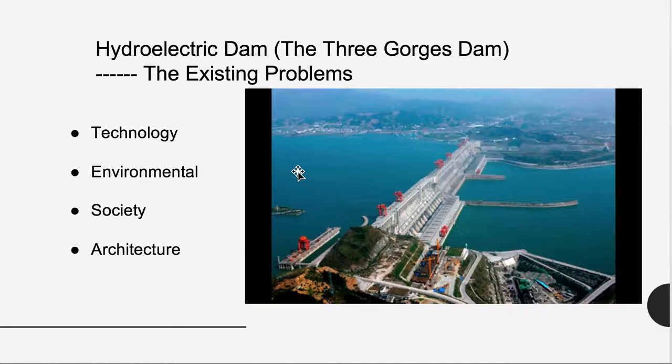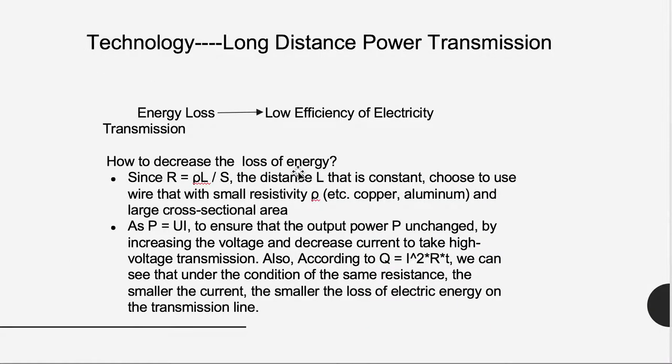Here comes the specific example of a hydroelectric dam, the Three Gorges Dam in China, and we will discuss the existing problems in four parts: the technology, the environment, the society, and the architecture. First, technology. It's the long distance power transmission, and the energy loss causes low efficiency of electricity.